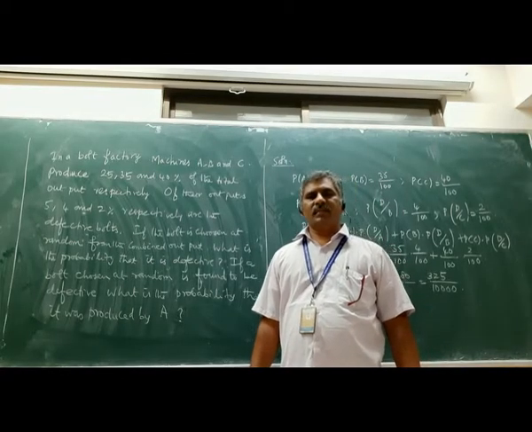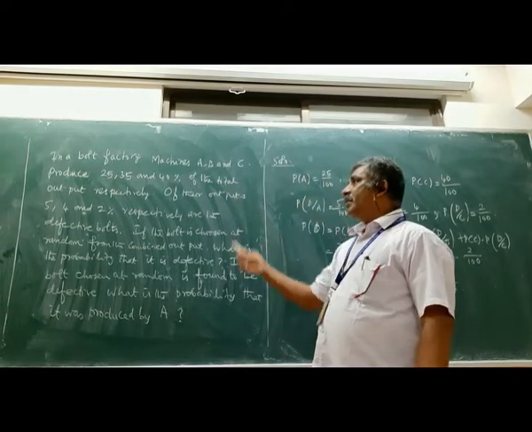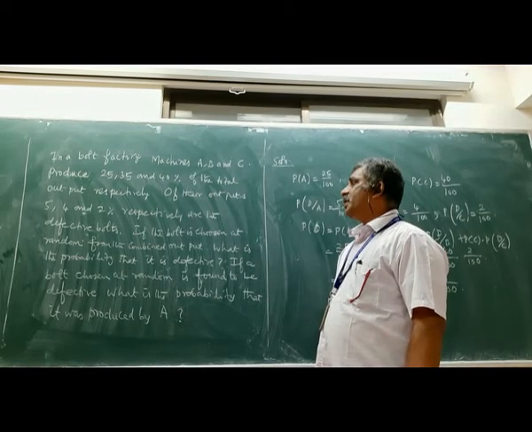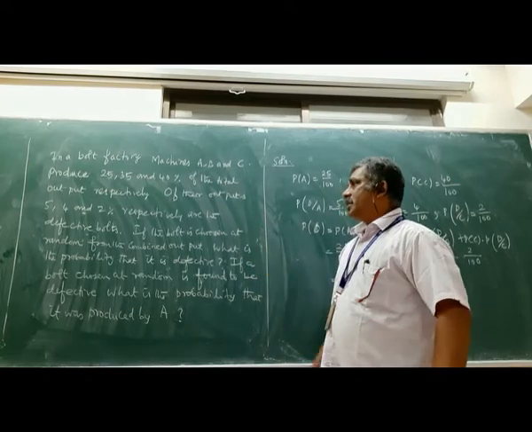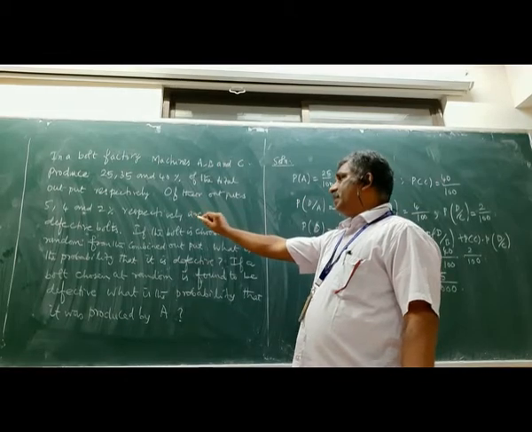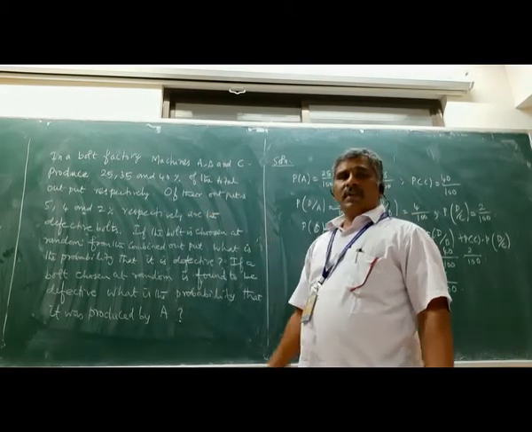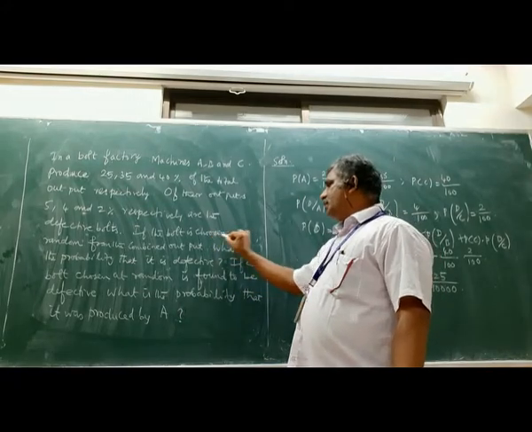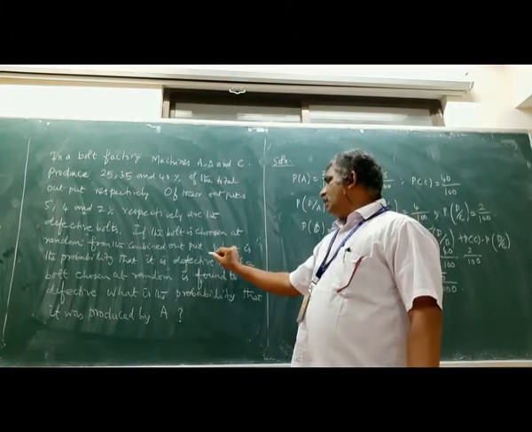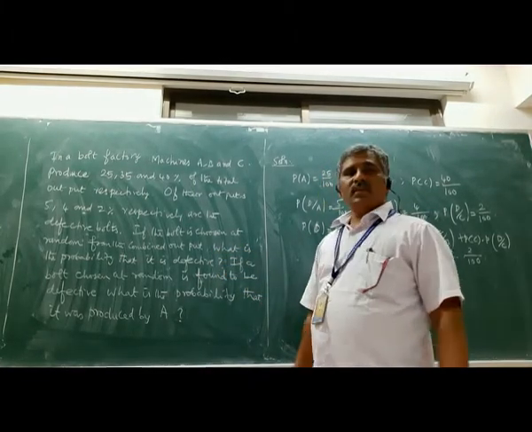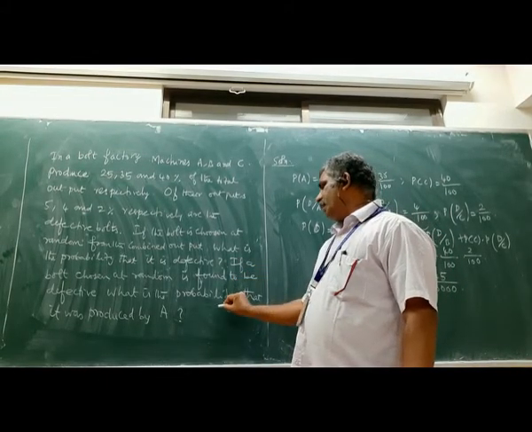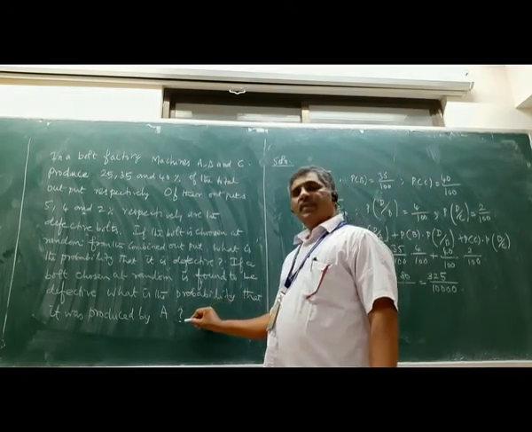Problems on Bayes' theorem. First problem: in a bolt factory, machines A, B and C produce 25%, 35% and 40% of the total output respectively. Of their outputs, 5%, 4% and 2% respectively are defective. If a bolt is chosen at random from the combined output, what is the probability that it is defective? If a bolt chosen at random is found to be defective, what is the probability that it was produced by A?